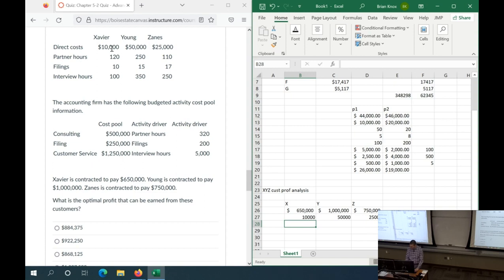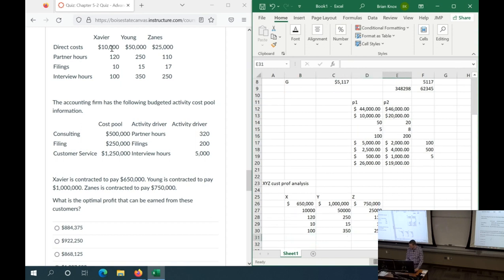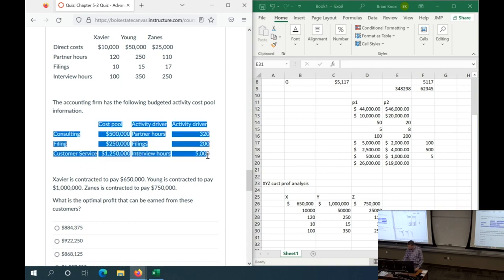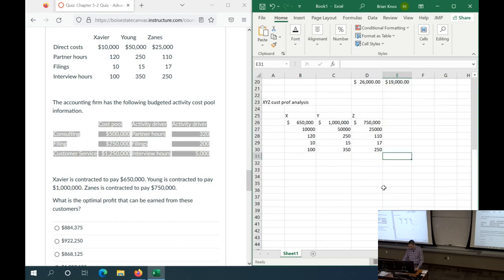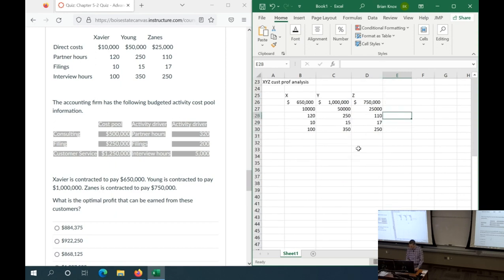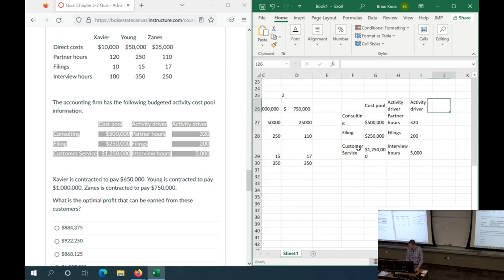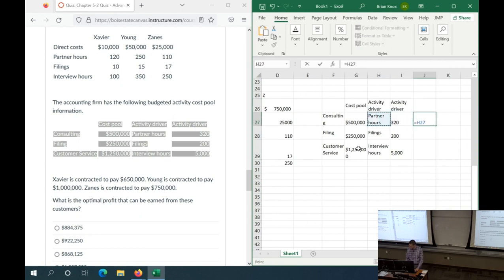And then we have their consumption: 120, 250, 110 for partner hours, 10 filings, 15 filings, 17 filings, 100 interview hours, 350 interview hours, 250 interview hours. We have the different rates. We don't have the different rates yet. Let's see if I can copy it over here. Good. Okay, I'm going to see if this will divide.